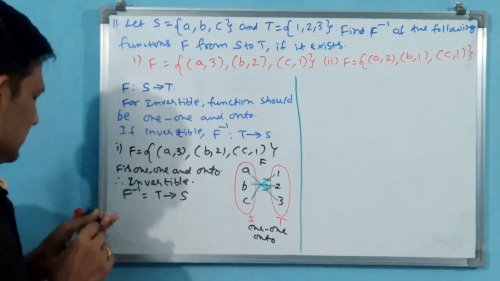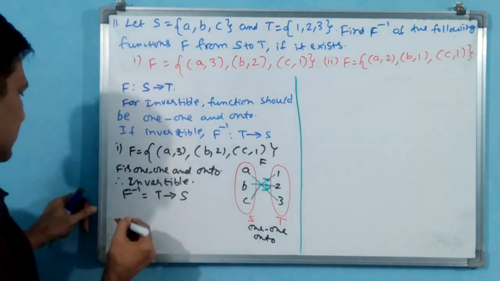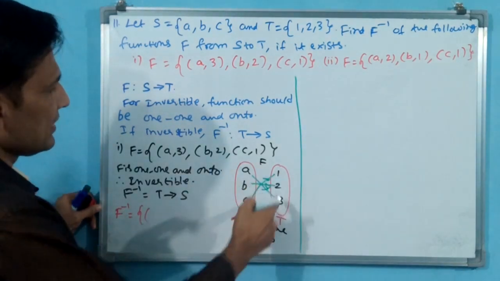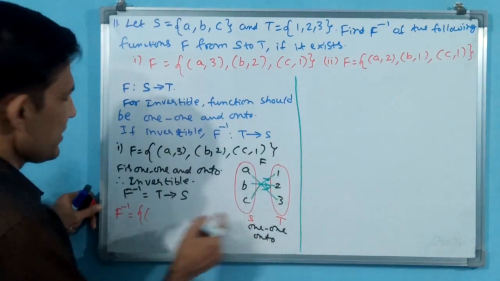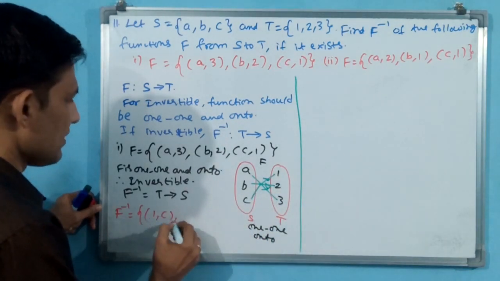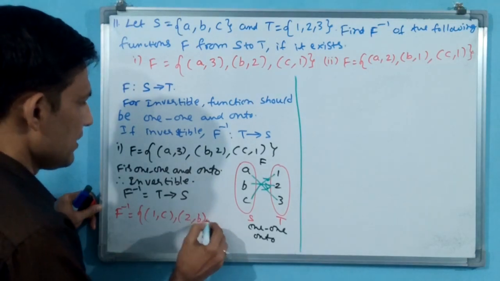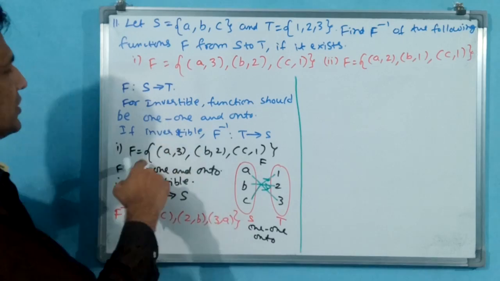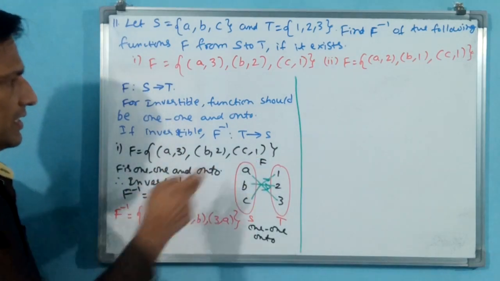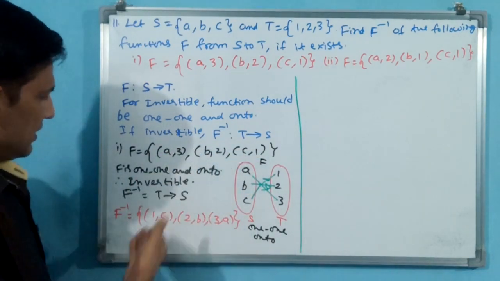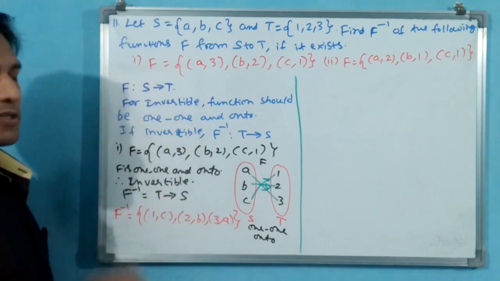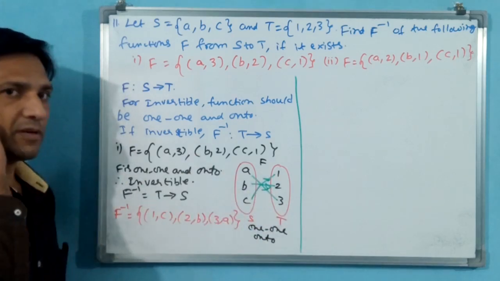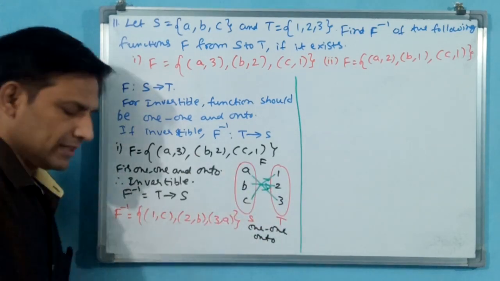That's all. Then you write F inverse. F inverse is equal to, T to S, means T is what? See here, T is this one: (1, C), (2, B), (3, A). You just have to reverse this. 1C, 2B, 3A. This is your answer for the first part. You understand now? Why? Because if it is 1-1 and onto, then only it is invertible, or else it is not invertible. Like that you have to write.